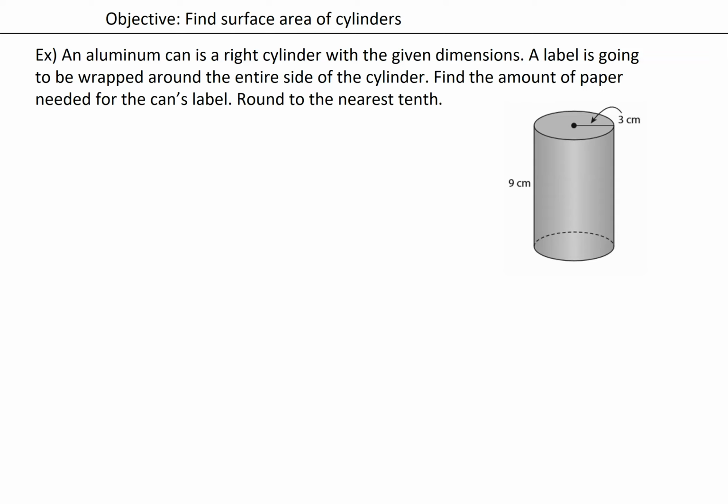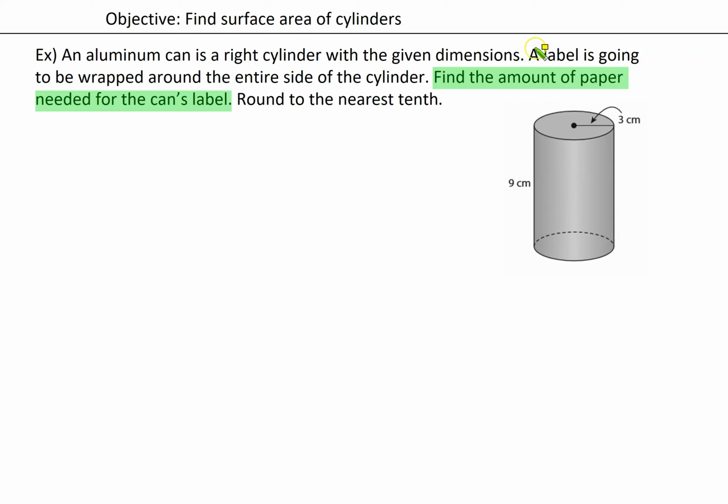So here it says an aluminum can is a right cylinder with the given dimensions. It says the label is going to be wrapped around the entire side of the cylinder. We're to find the amount of paper needed for the can's label. This is a little different. So reading is very important here. Again, underlining, highlighting, always good, like I model with you guys in the examples.